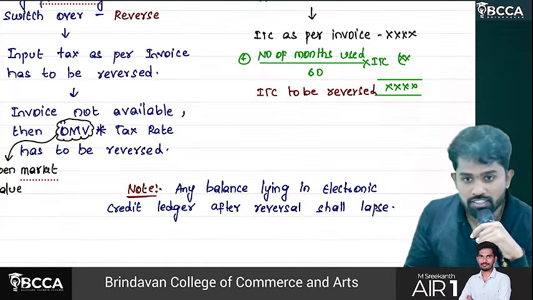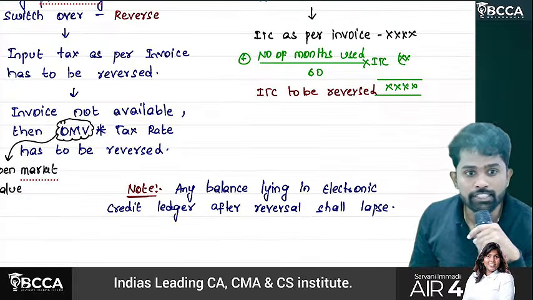If it is beyond 5 years, it will become 0, the credit to be availed.